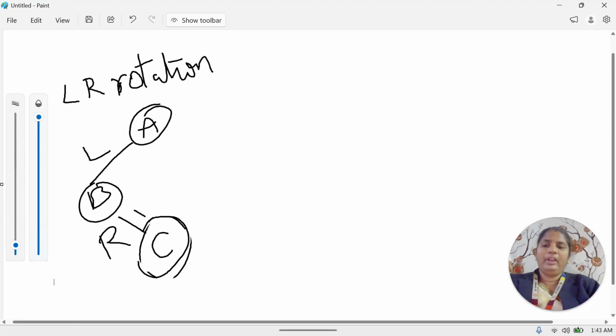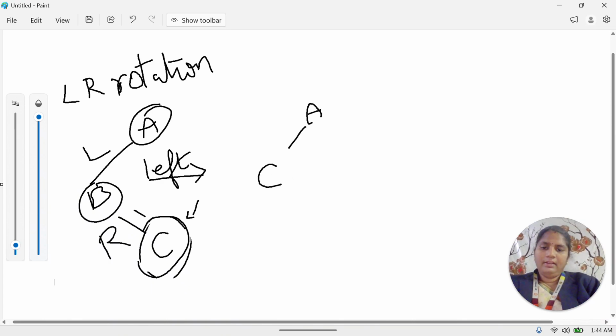So in this we are going to perform two sets of rotation. In LL and RR rotation there will be only one rotate operation, but here we need to perform two types of rotation. So first thing we are going to do here is left rotation. So left will be happening at C. So A, C, then B. Now also it doesn't satisfy the balancing factor.